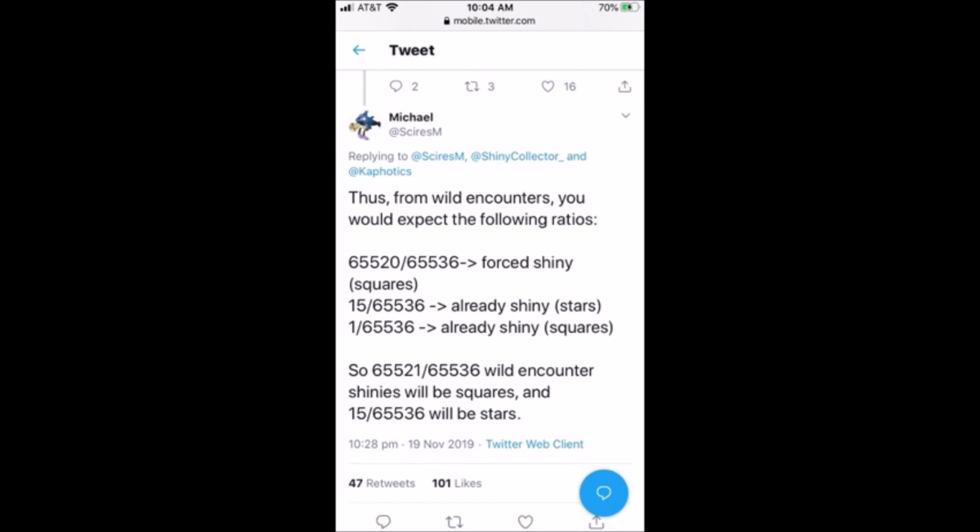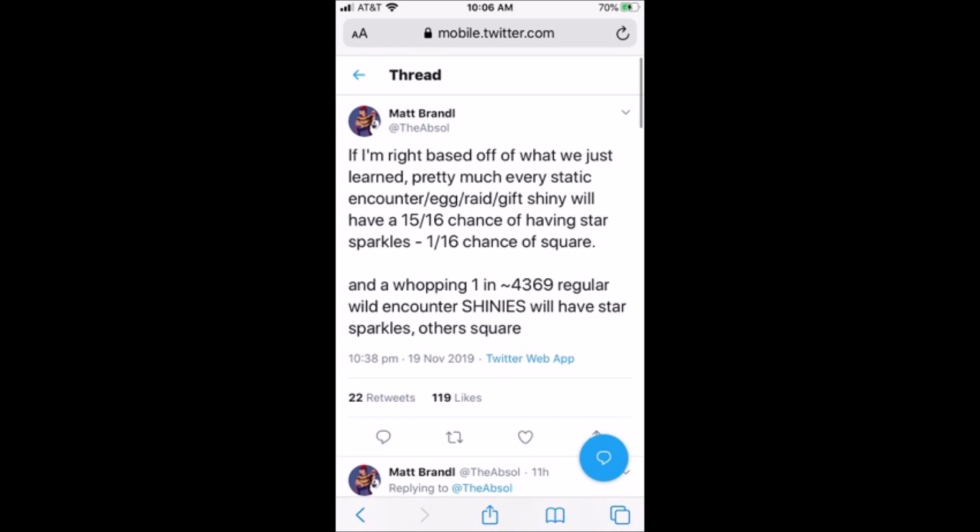But as for the stars, you can potentially hit stars if your previous check also flagged as shiny. That basically means, guys, that you have a 1 in 4,369 shinies chance of actually getting a shiny with sparkles. So I'll reiterate, that's 4,369 shiny Pokemon found in the wild. One of them is on average going to have stars. That's how rare stars is.